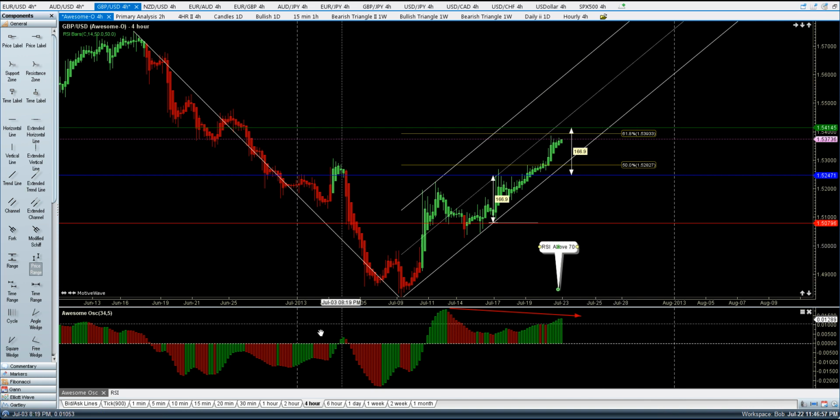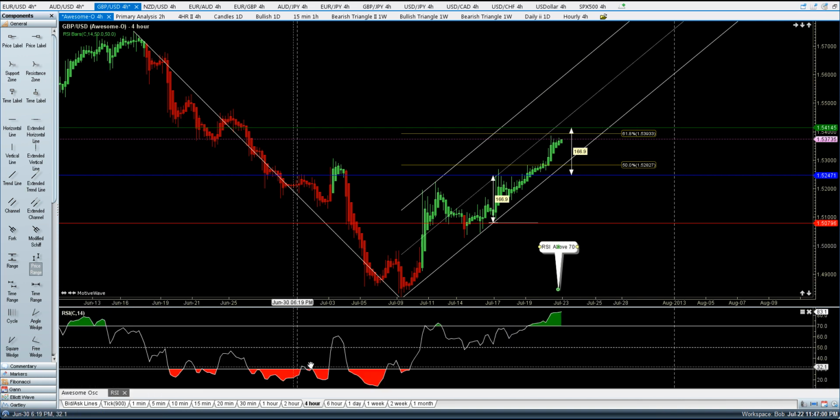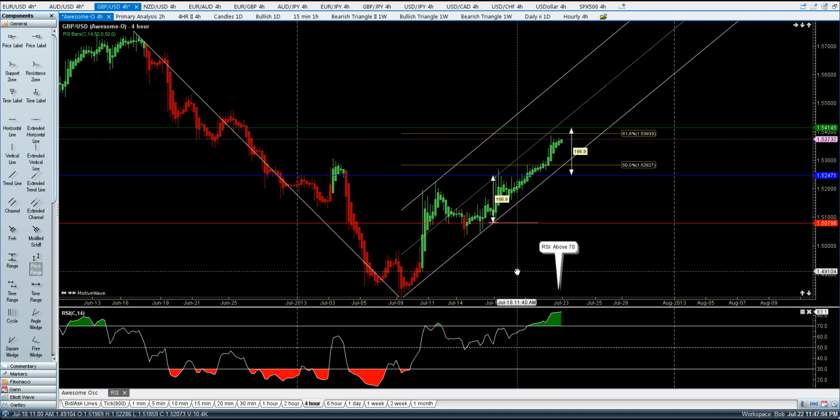And the RSI is above 70, way above 70 right now.